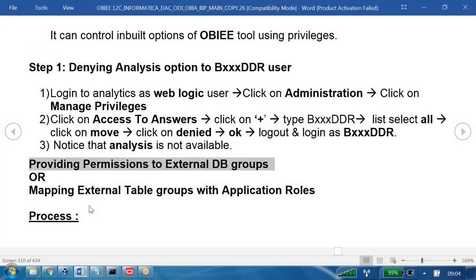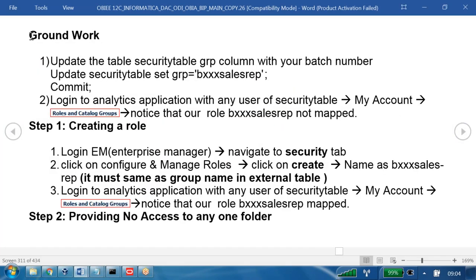See here, groundwork. Update the security table, group column with your batch number. Up to you, if you want to update it, or else you can leave it. That is not a big deal. Now, what name is available in the backend? Sales rep is the name available. If you want to update that sales rep with your batch number, you can update it.